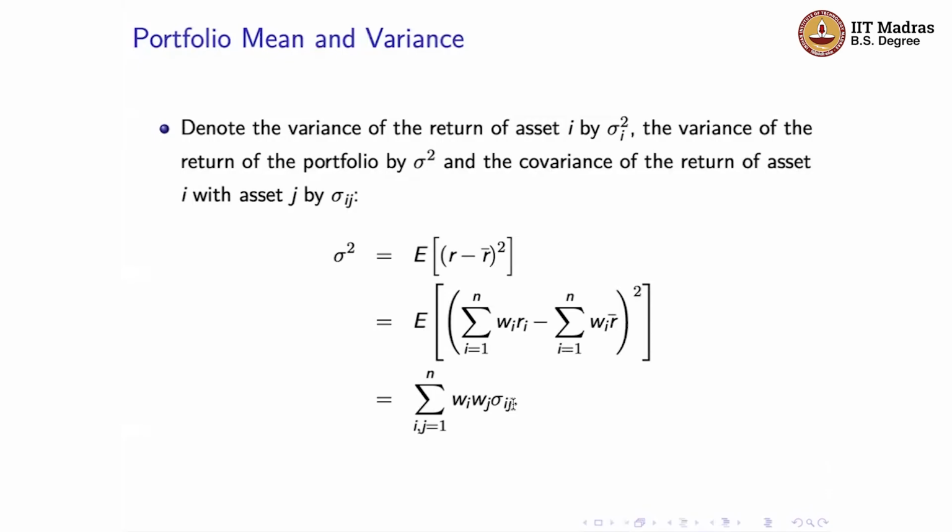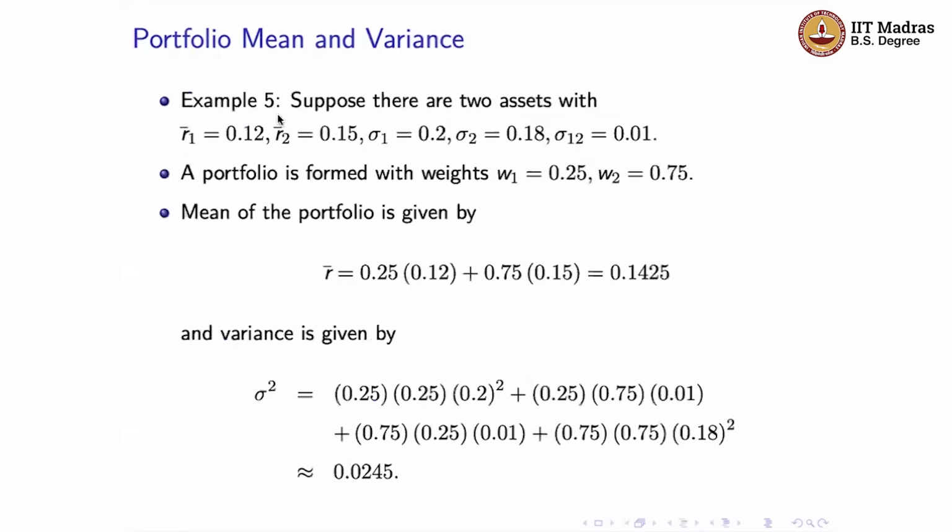In case you are wondering what happened to the variances, remember that when we are doing the summation, we also need to consider the case where i equals j. In that case, that particular term ends up being Wi square sigma i square, right? So remember, sigma ij is equal to sigma i square if you have i equal to j. Okay, let's look at an example just to fix this idea.